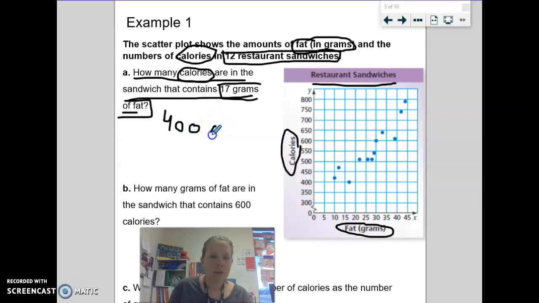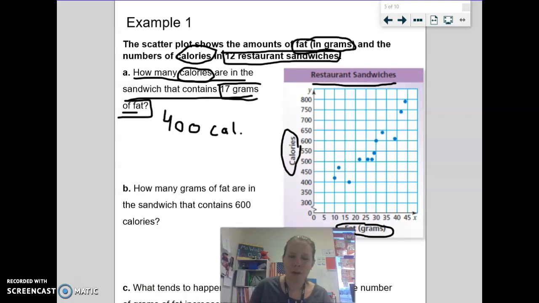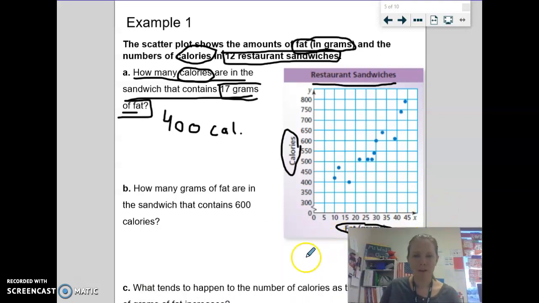So I'm just going to abbreviate it as cal. It is a little hard for me to write on here, so sorry if it's a little messy. Bear with me. All right, let's go ahead and look at then this part.